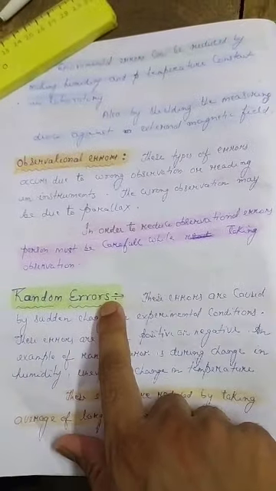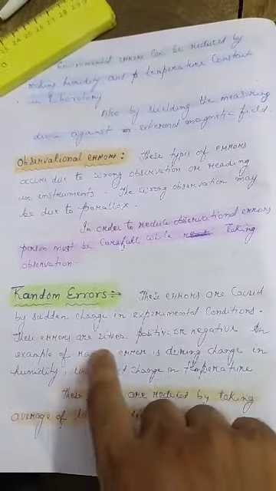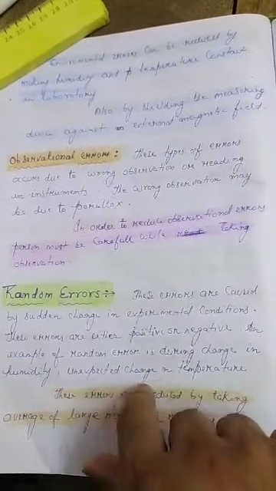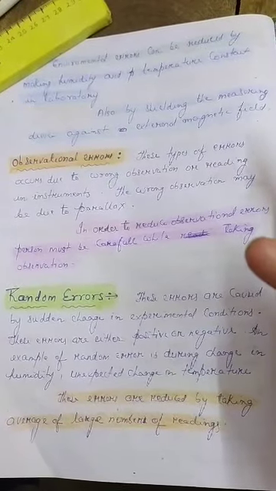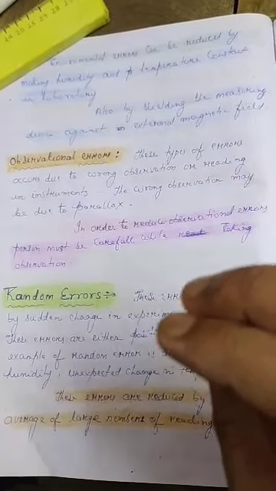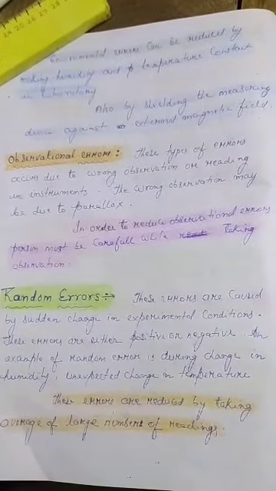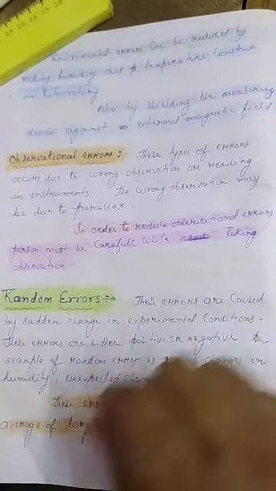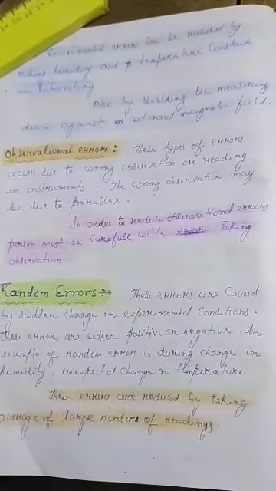Next comes the random error. These errors are caused by sudden change in experimental conditions. These errors are either positive or negative. An example of random error is a change in humidity or an unexpected change in temperature. This error occurs suddenly, a sudden change in temperature or pressure. Right? These errors are not definite. They are indefinite. We cannot predict it. It just occurs suddenly due to change in experimental conditions. You are doing the experiment in the lab, and if suddenly humidity changes or temperature changes, then there will be errors.